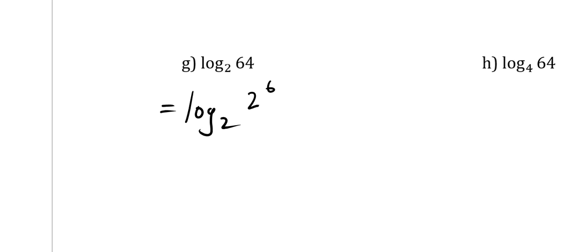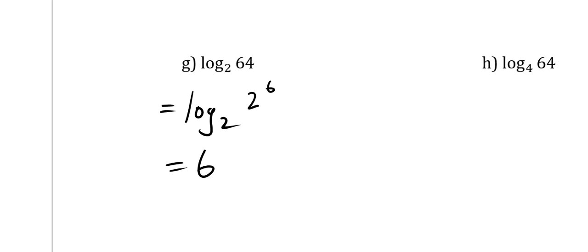Well, 6, right? If these numbers are the same, then the answer has to be the exponent. But if you don't get that just yet, that's okay. We're going to look at that again. That's a property eventually you have to know. But if you start to think about what a log is, then you'll get that. What exponent do I put on 2 to give me 64? What exponent do I put on 2 to give me 2 to the 6?